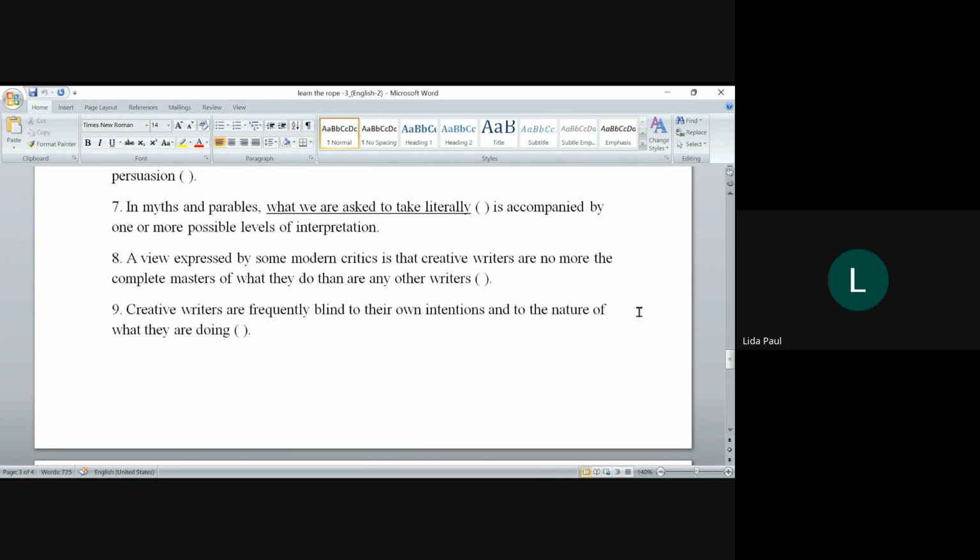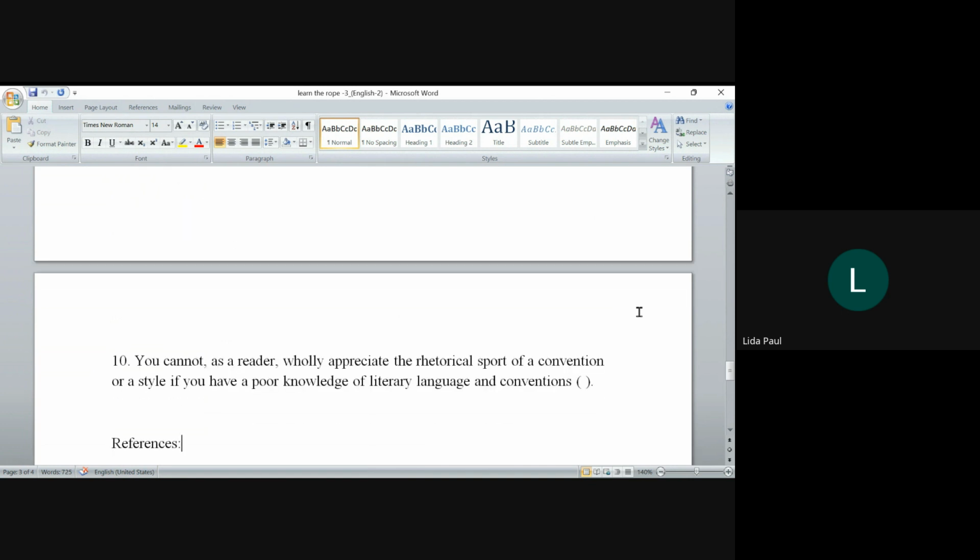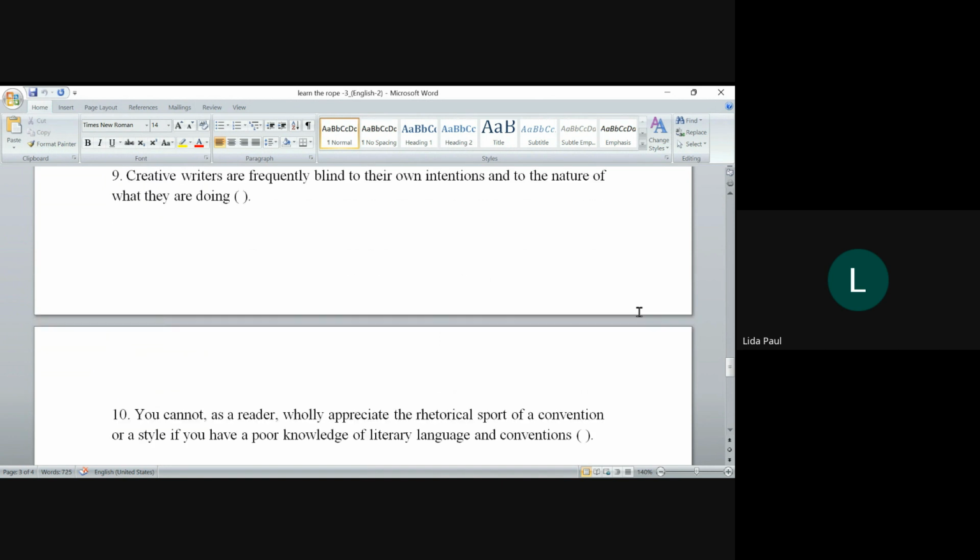Okay. All right. Although don't worry too much, you're not going to get such complex sentences in the exam, but it's good to practice them. I'll show you a few more easier ones so that you can heave a sigh of relief. I don't want you to leave with the impression that I don't know anything. So we'll do a few simpler ones also. Ninth one: creative writers are frequently blind to their own intentions and to the nature of what they're doing.